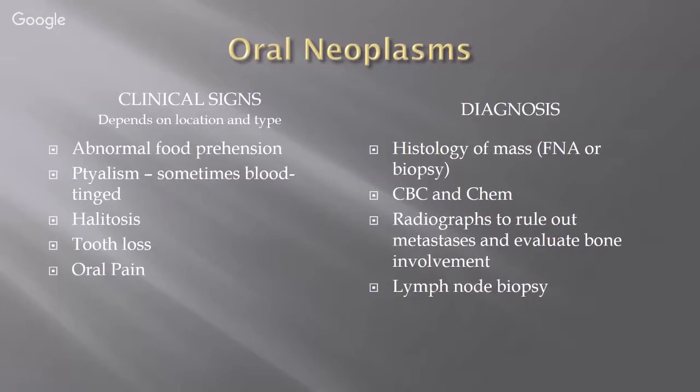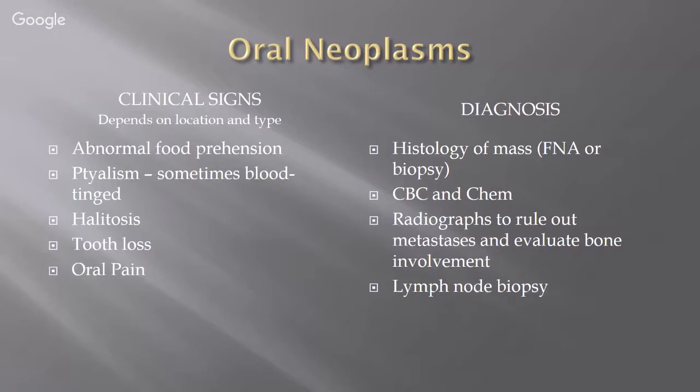Clinical signs of neoplasm will depend on where they are and what they are, but you may see abnormal food prehension. They'll be eating funny, ptyalism or salivating. Sometimes it's blood-tinged, halitosis because bacteria gets trapped around those neoplasms, tooth loss, and oral pain. Diagnosis would be histopathology of the mass. So we can do a fine needle aspirate or take out a portion of the mass and take a look at it or send it away.